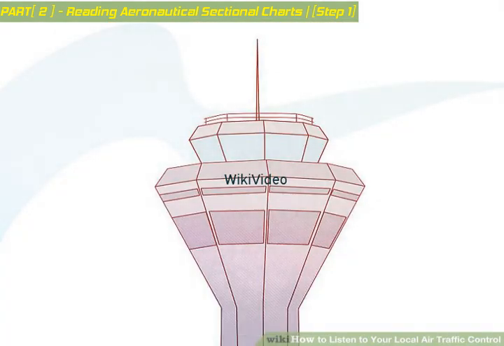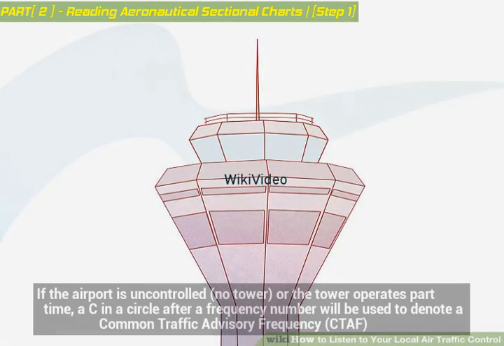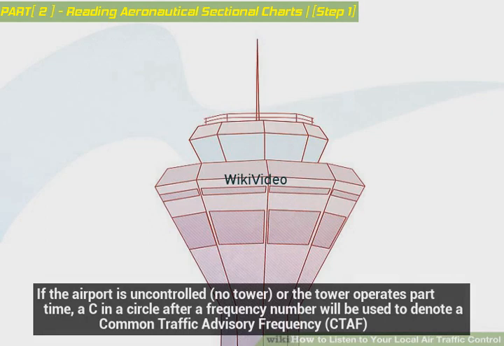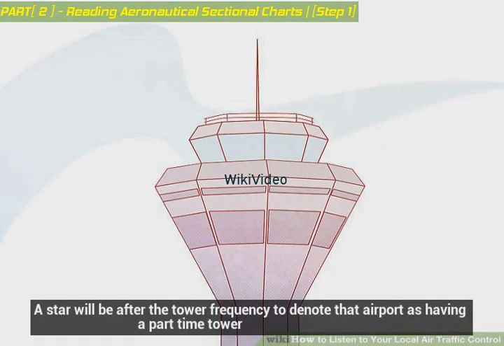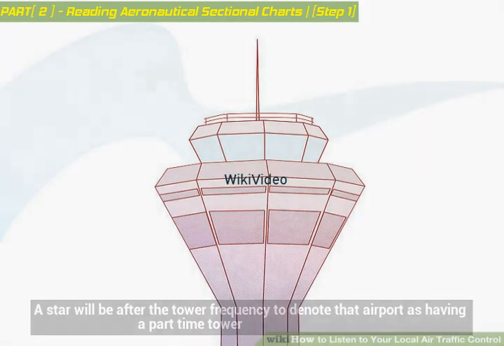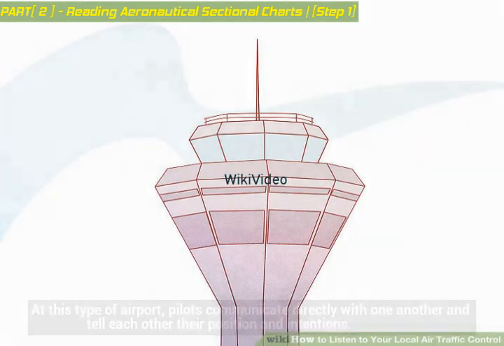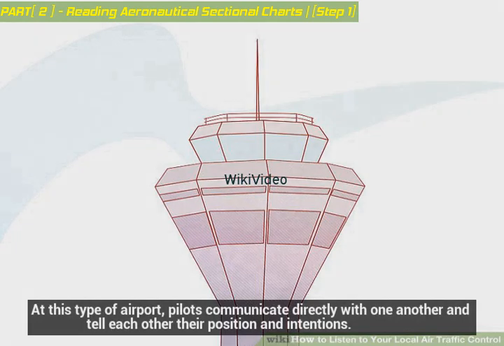Understanding the lingo. If the airport is uncontrolled, with no tower or the tower operates part-time, a C in a circle after a frequency number will be used to denote a Common Traffic Advisory Frequency (CTAF). A star will be after the tower frequency to denote that airport as having a part-time tower. At this type of airport, pilots communicate directly with one another and tell each other their position and intentions.